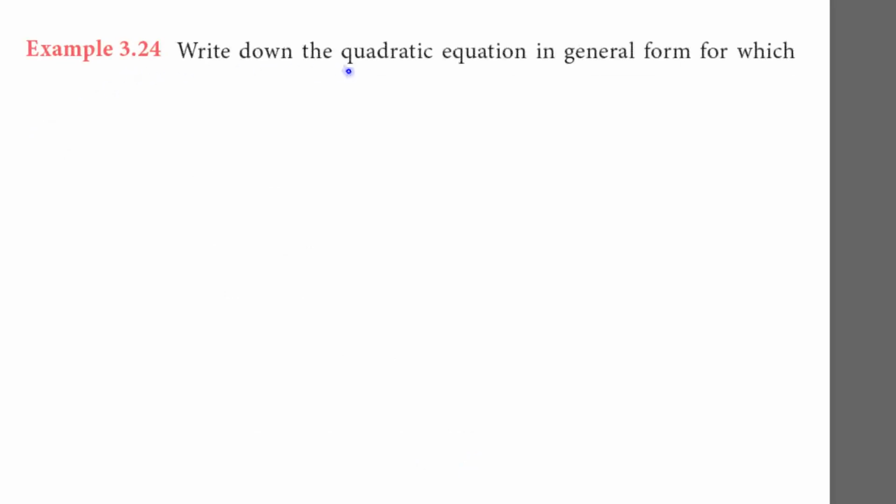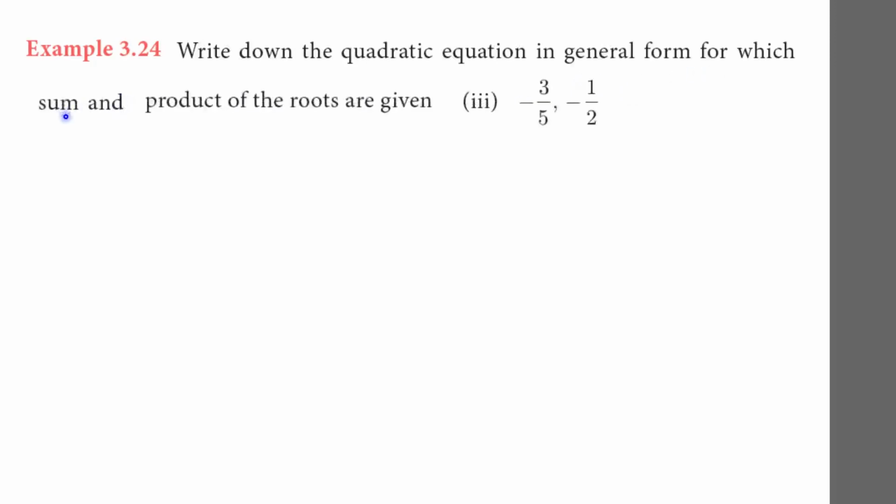Next, see the example 24th sum in chapter 3. Write down the quadratic equation in general form. We are going to write the quadratic equation in general form, that is x square minus sum of the roots into x plus product of the roots equal to 0. That is the general form for which sum and product of the roots are given.